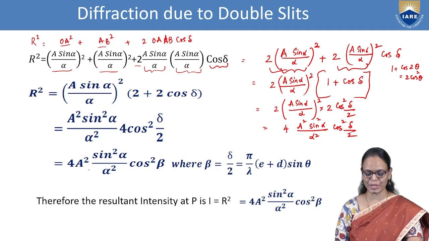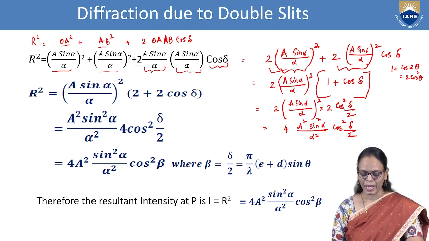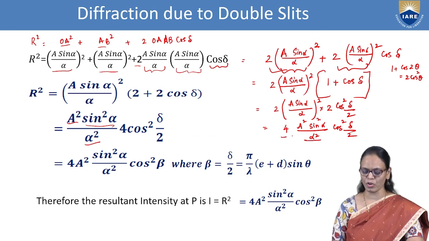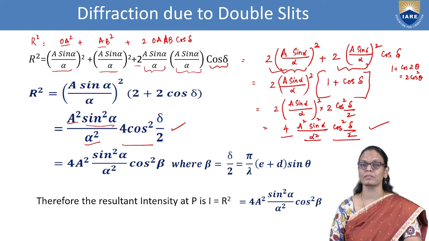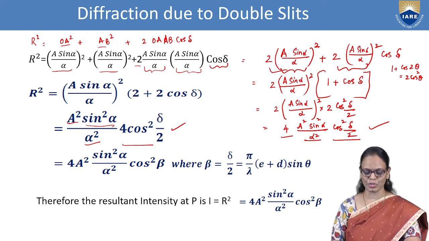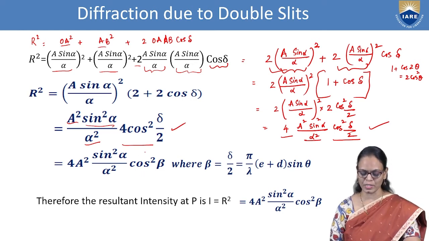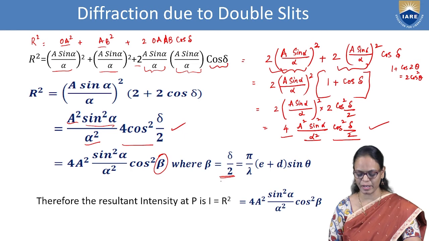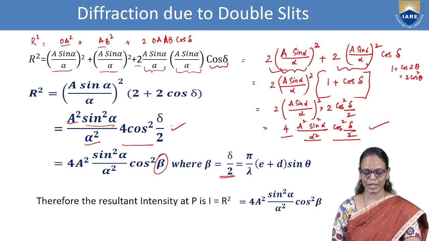So the final expression we have here is A square sine square alpha by alpha square into 4 cos square delta by 2. The same expression we are getting here. Now let us do one more substitution. For beta, we are going to substitute delta by 2. Let delta by 2 be equal to beta. So in place of delta by 2, we are putting beta.